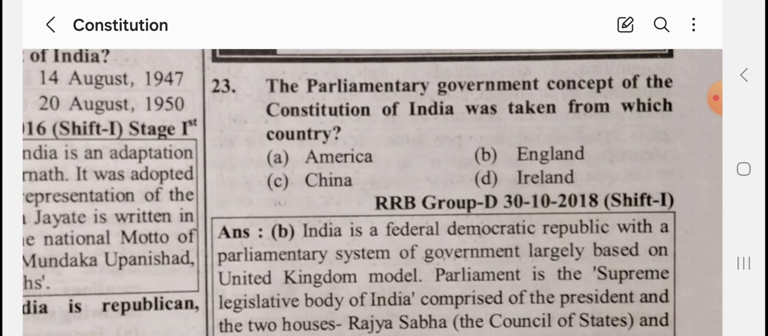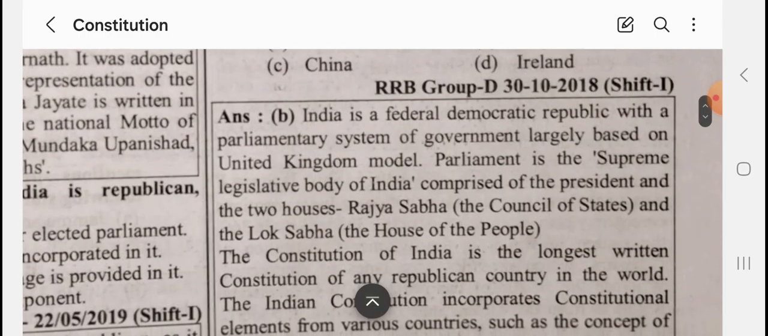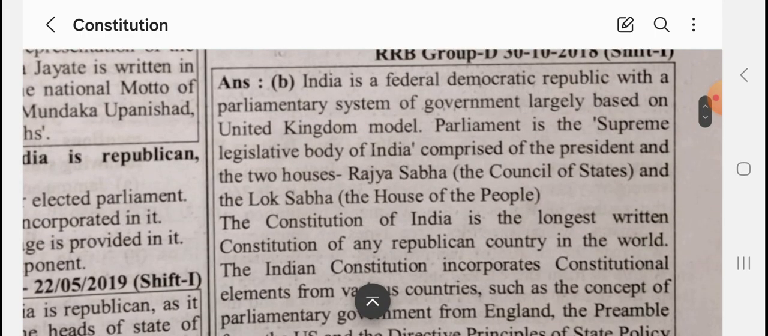India is a federal democratic republic with a parliamentary system of government largely based on the United Kingdom model. Parliament is the supreme legislative body of India, comprised of the President and the two houses, Rajya Sabha, the Council of States, and the Lok Sabha, the house of the people. The Constitution of India is the longest written constitution of any republican country in the world.